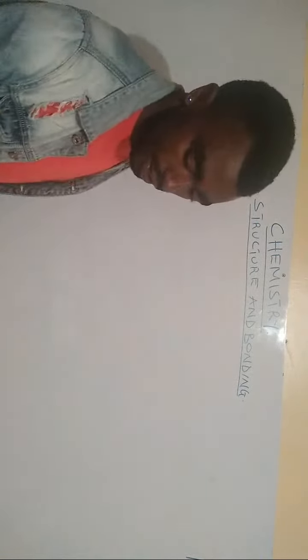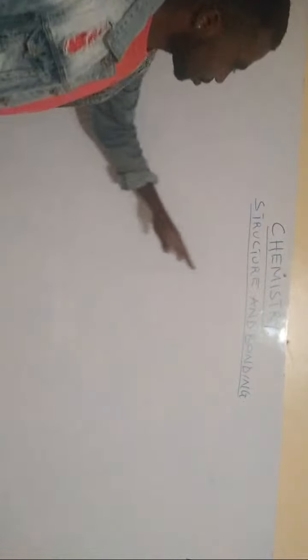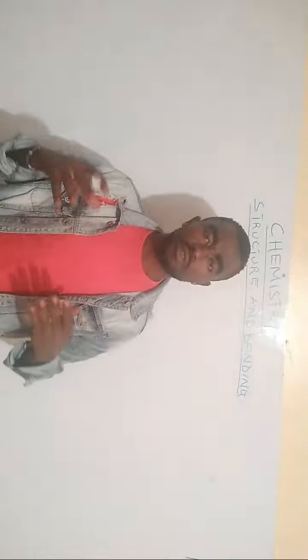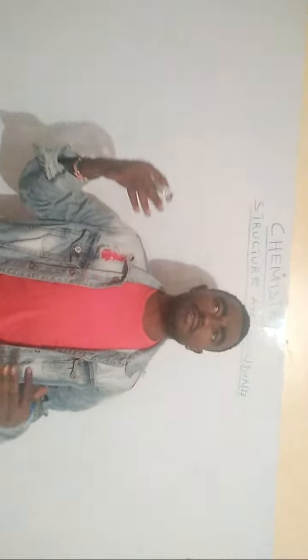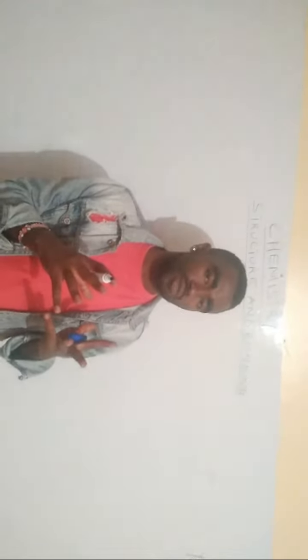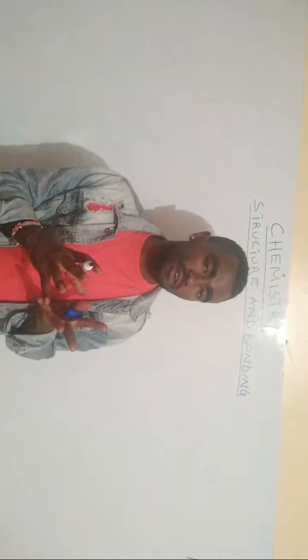The topic we have on board is structure and bonding. It basically means when atoms bond together, because we're going to learn the different types of bond. We have the covalent bond, the ionic bond, the dative bond, the hydrogen bond. There are so many bonds. When you join atoms together, there's a type of bond they form, right?